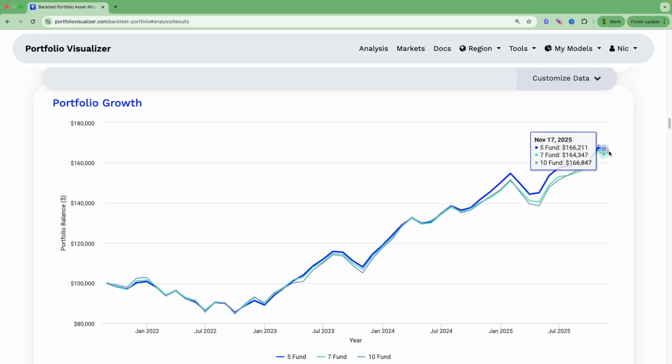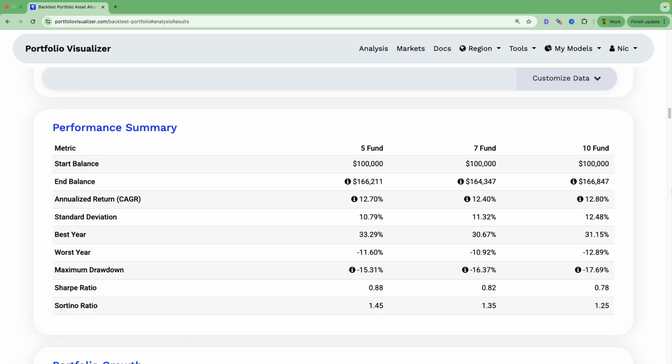Now we can only look back about 4 years because of SEMI. It's the youngest ETF. All these portfolios were basically neck and neck. Do you want to spend the extra time to diversify your portfolio? This is technically the easiest portfolio for the average investor to hold on to. It doesn't really jump around as much. The 5 fund portfolio has the lowest standard deviation and the lowest max drawdown.